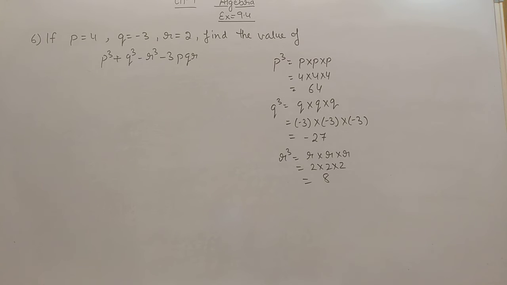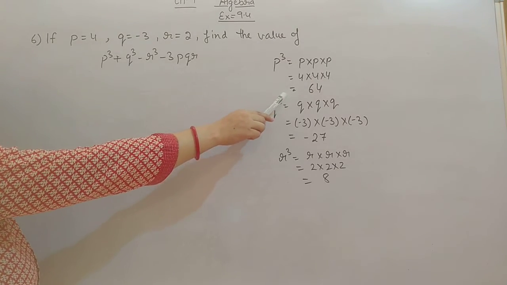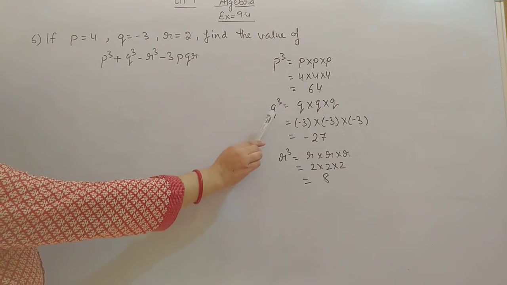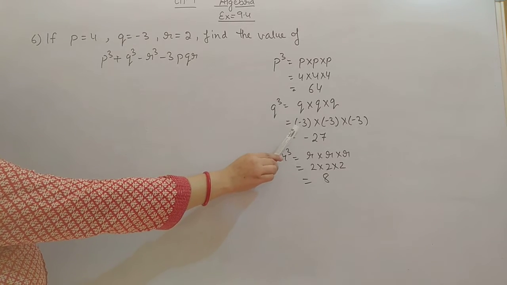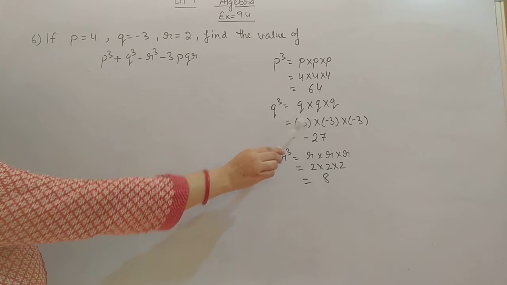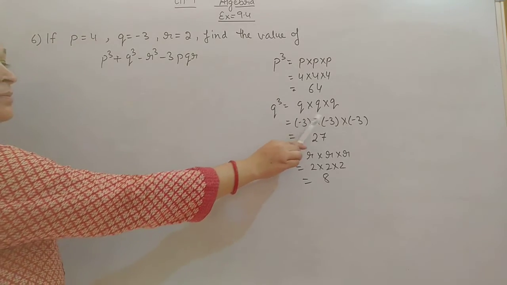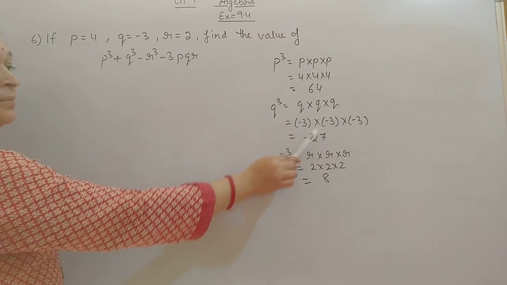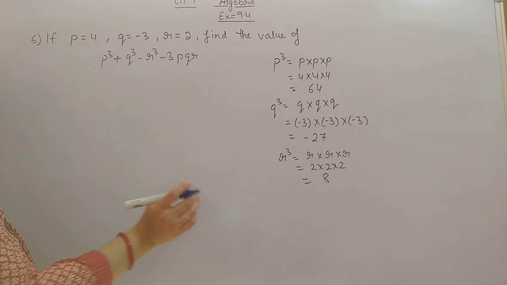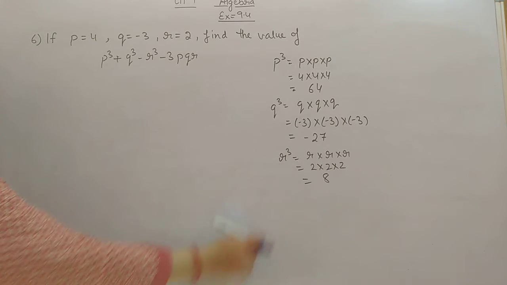Next question number 6. If p value is 4, q is minus 3, r is 2, find the value of p cube plus q cube minus r cube minus 3pqr. So first find out the p cube, q cube and r cube in rough column. P cube is 3 times p we have to multiply, so 64. Q cube means q 3 times, so q value is minus 3 minus 3 minus 3. So 2 times minus and minus will become plus, and the third symbol will be as it is, minus 27. Similarly r cube will be 8.